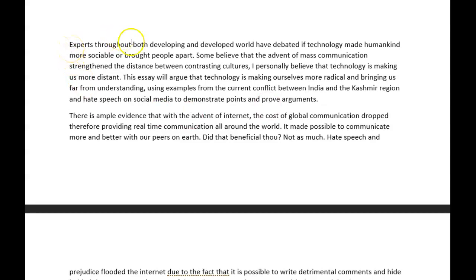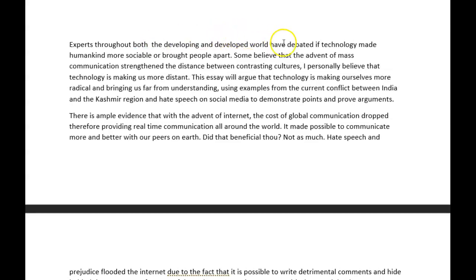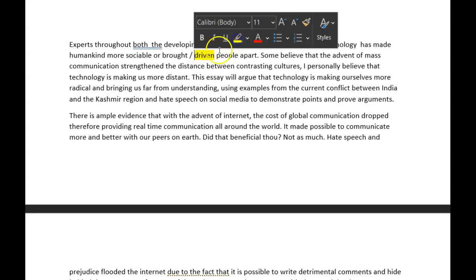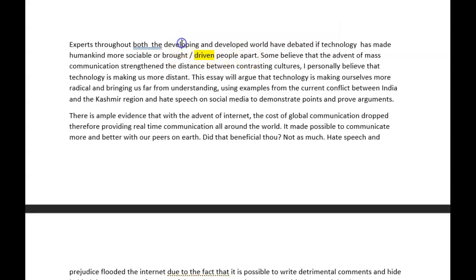So technology. Experts throughout both the developing and developed world have debated if technology has made humankind more sociable or brought people apart. Or now you can bring people together, you have to drive people apart. Okay, really, really important this. We drive people apart. Okay, we bring people together. But good, that's a nice intro.